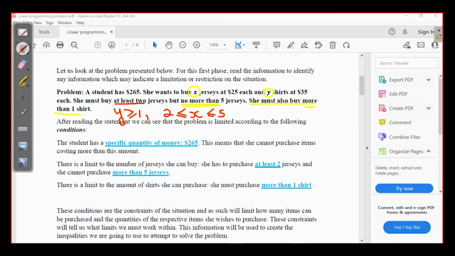So let's see. Think about it. So a student has $265. She wants to buy X jerseys at $25 each and Y shirts at $35 each. So we've already developed a constraint for buying at least 2 jerseys but no more than 5. And we've also established an inequality for buying more than one shoe. So can anybody figure out the final inequality? You don't need to have the complete inequality, but you can tell me what information you think you're going to use to come up with the final inequality.